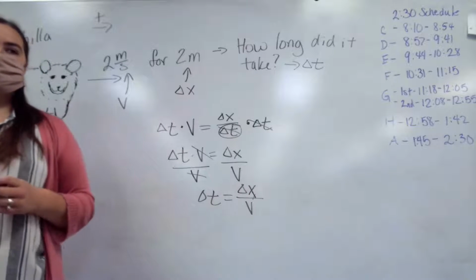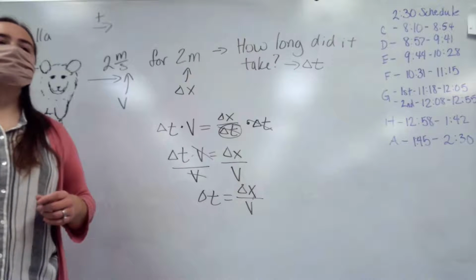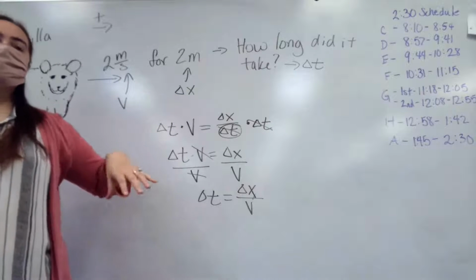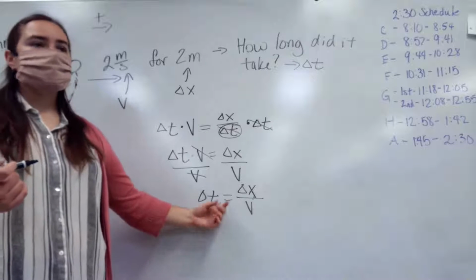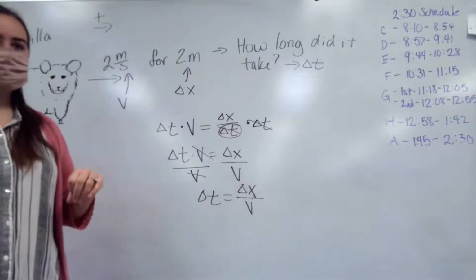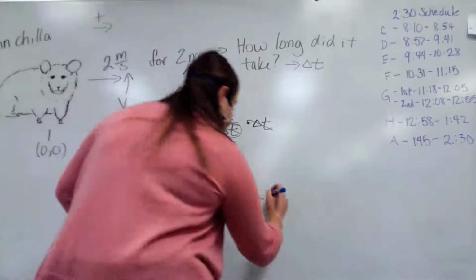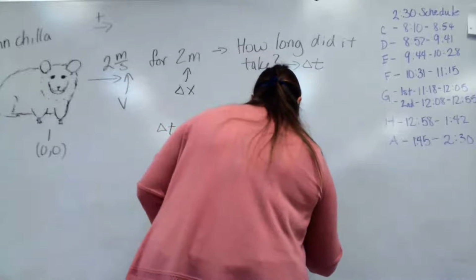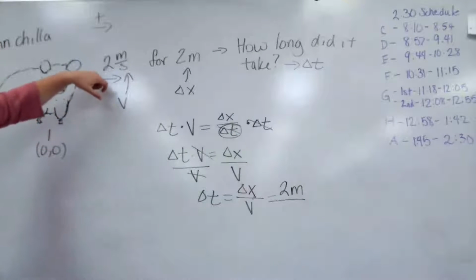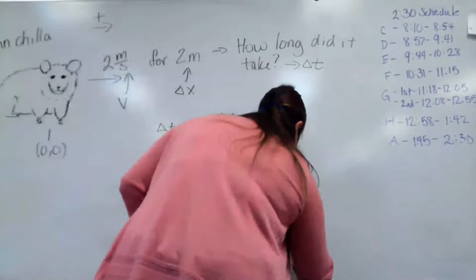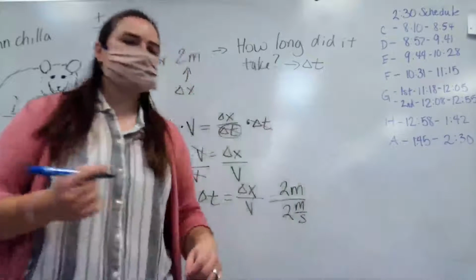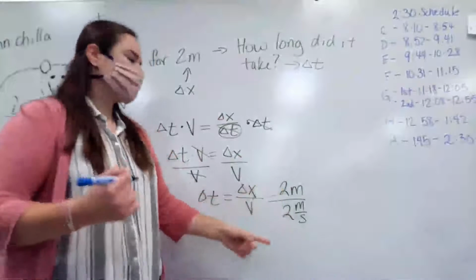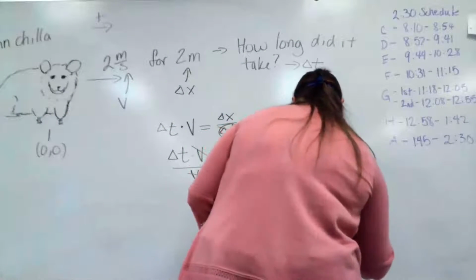Now, you remember how we checked our units last time? That is always good practice. If you keep your units with your numbers, then you can always double check and make sure that you get units of time. So in this case, we would be looking for units of seconds. So let's put our numbers in. Our delta x is 2 meters. Our v, not delta v, our v is 2 meters per second. So we've got 2 divided by 2. We are going to get 1, which is good. That's what we thought we were going to get.